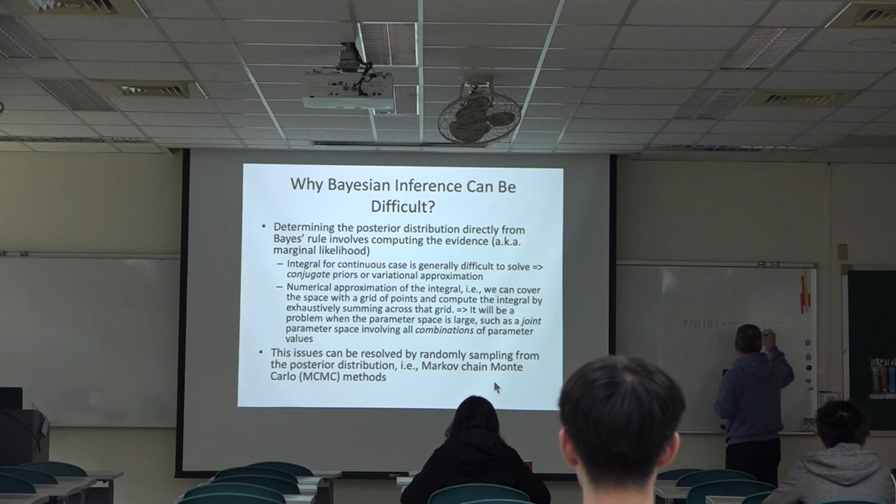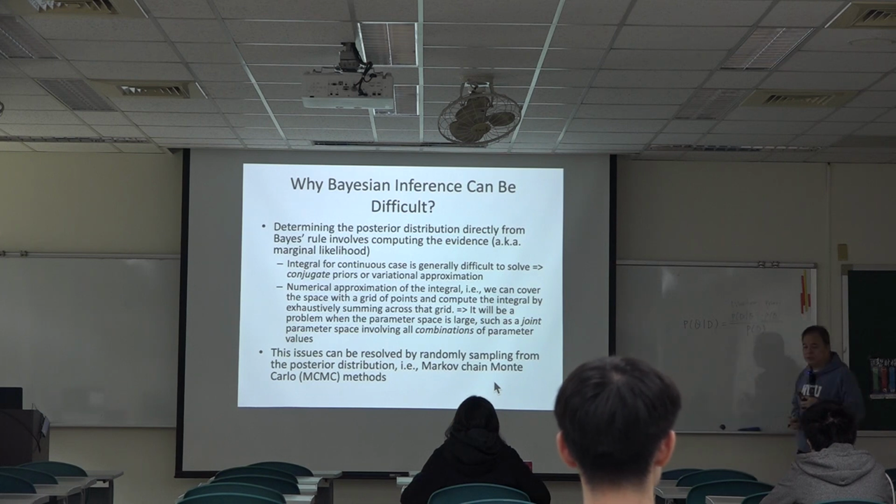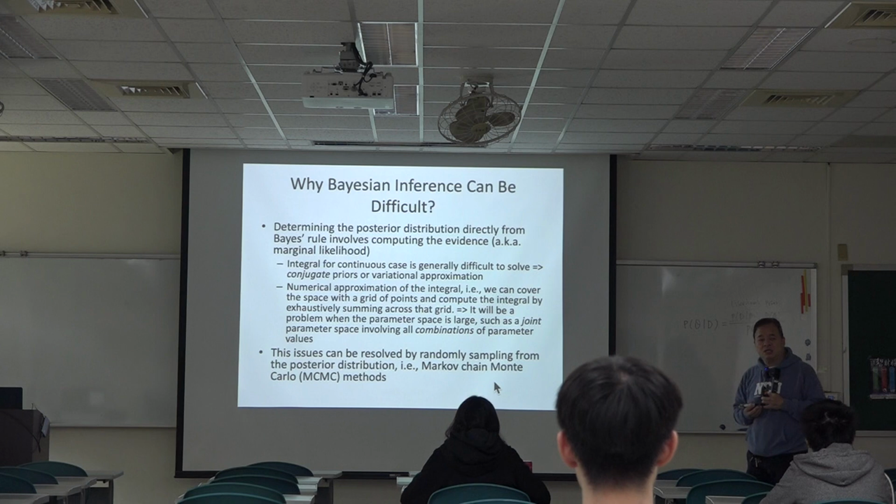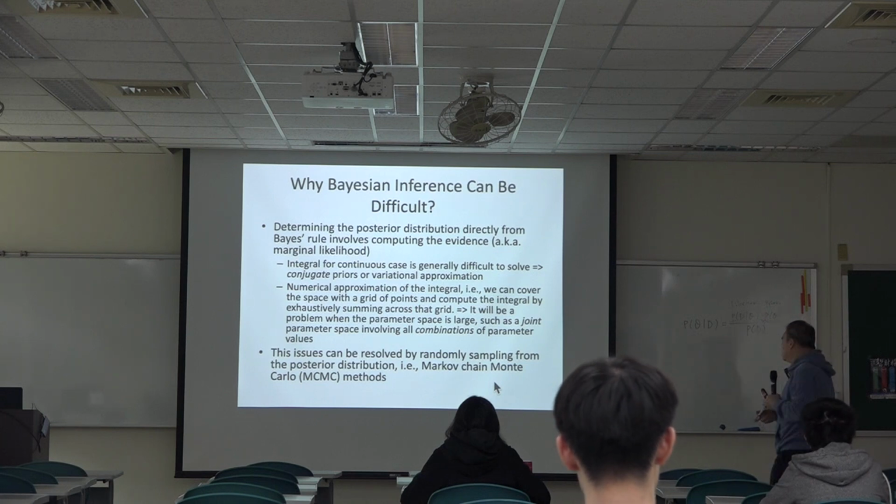P of D is P of D given theta times P of theta. This is the prior. This is your likelihood. When you have a model, it's not difficult to obtain the likelihood, and the prior is from your assumption, right? So the numerator terms are easy to obtain. The issue is the denominator. I keep telling you about that, right?